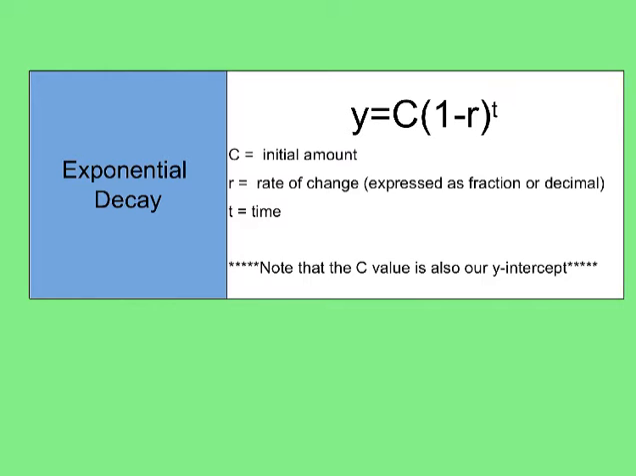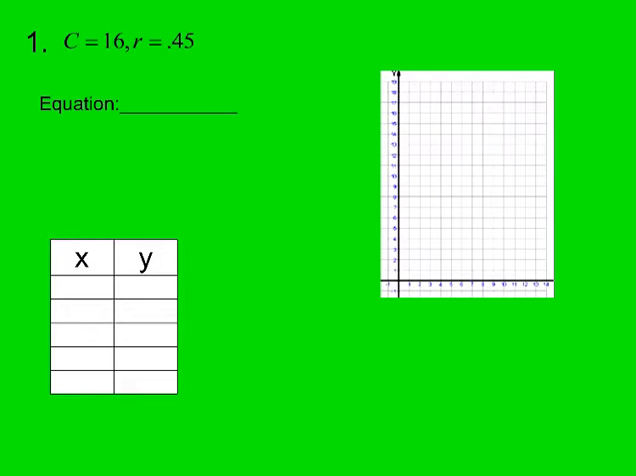Okay, so it's really the exact opposite of growth. Instead of a plus, it's a minus, and then everything else is going to stay the same. The c is still the initial amount, the r is still the rate of change, and the t is still the time. So let's start by taking a look at this first problem here.